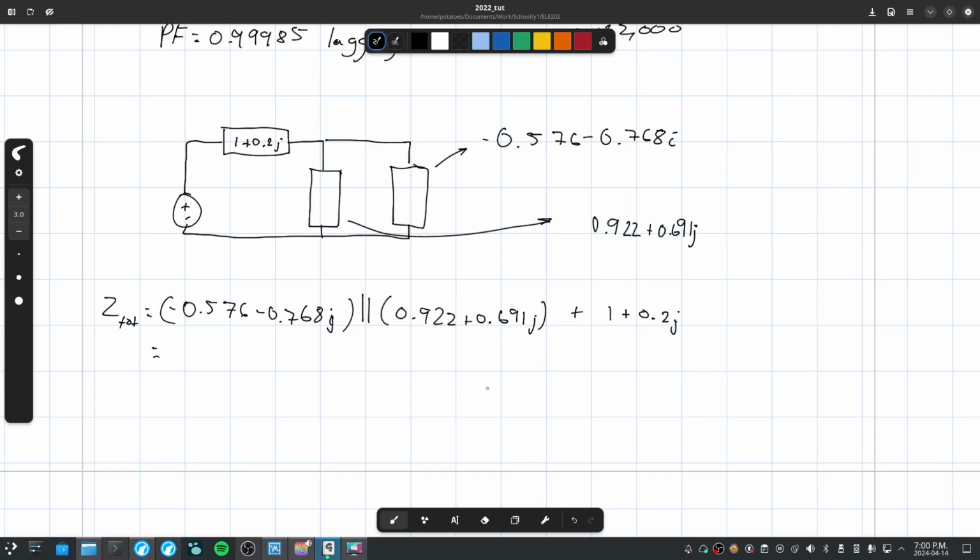Just to make sure everyone knows, though, when they are in parallel, you just do the impedance of the first one to the power of negative 1 plus the impedance of the second one to the power of negative 1, all to the power of negative 1. Or Z1 times Z2 over Z1 plus Z2. They both give you the same answer. Should anyway. So if you do that, you get the total.